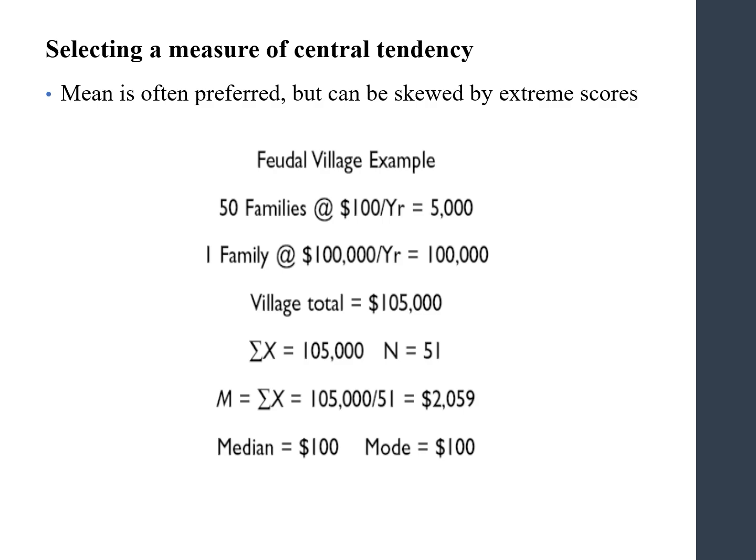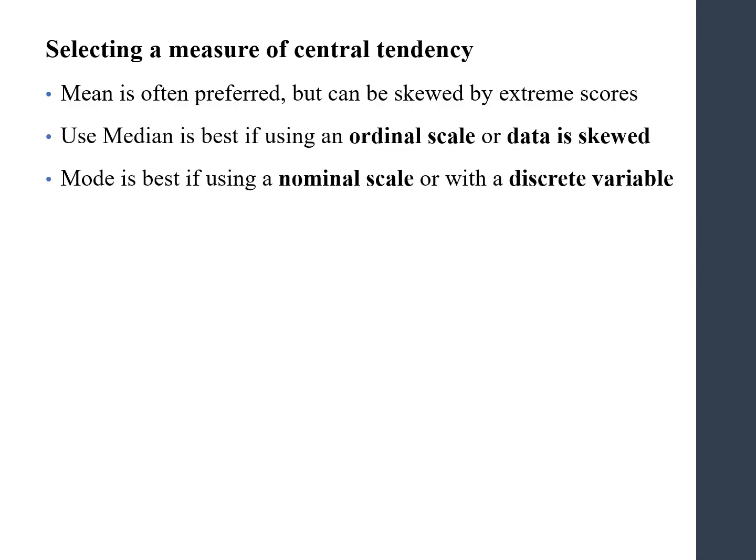That means that for 51 families, the total amount is $105,000 per year. If you take the mean of that, that would suggest that each person on average makes $2,059 per year, which is way above what most people actually make and is not representative of the villagers. However, both the median and the mode is $100, which is more accurate.